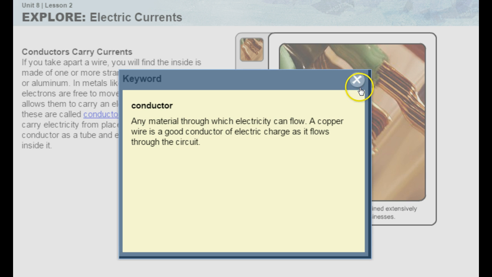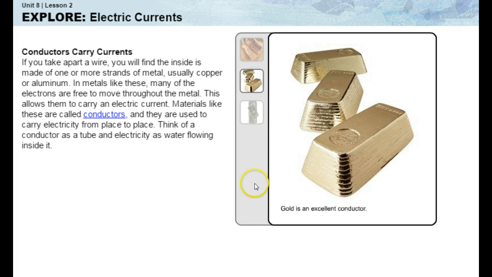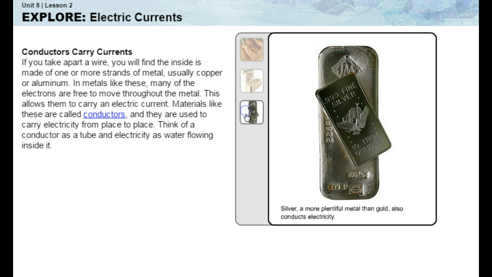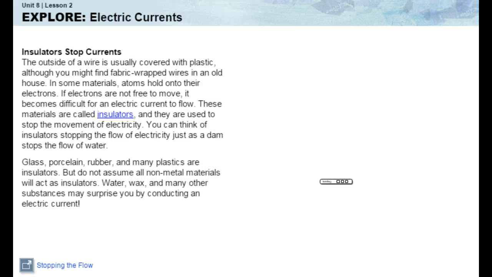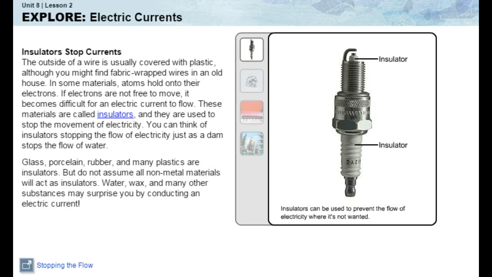Any material through which electricity can flow is a conductor. A copper wire is a good conductor of electric current charge as it flows through the circuit. Gold is also an excellent conductor, though very expensive. Silver, the more plentiful metal than gold, also conducts electricity. The outside of a wire is usually covered with plastic, although you might find fabric-wrapped wires in an old house.